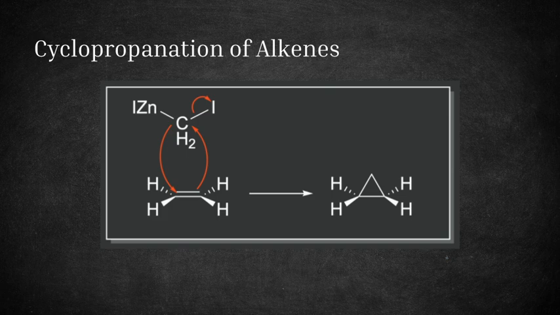The nucleophilic pi electrons of the alkene then attack the carbon atom of the zinc carbenoid, causing one iodide to leave as a leaving group. Simultaneously, the bonding electrons of the carbon-zinc bond form a new bond with the other carbon of the alkene. This concerted mechanism results in the formation of a cyclopropanation product and zinc iodide as a byproduct. This reaction is stereospecific, preserving the stereochemistry of the starting alkene in the resulting cyclopropane.